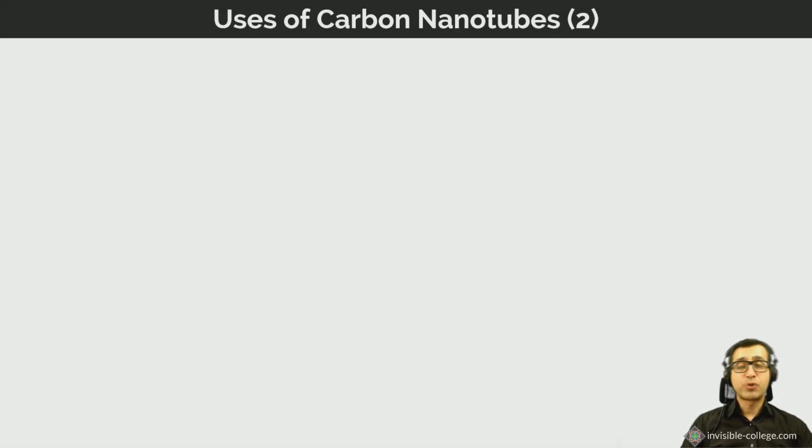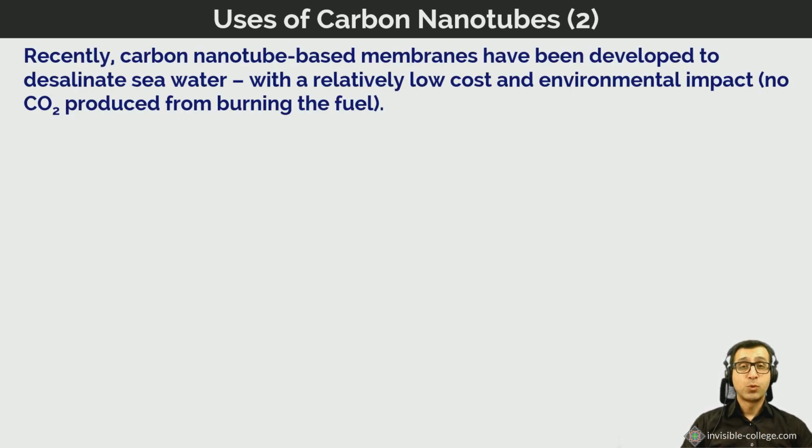Now recently, carbon nanotube membranes have been developed to remove salt from seawater, to desalinate seawater, and this can be done with a relatively low cost and low environmental impact. So there's no CO2 being produced by burning fuels, for example, which were associated with more conventional methods of water desalination. Now, the reason why water desalination is such an important area to develop new technologies is because there's a rapidly developing clean water shortage in many parts of the world.